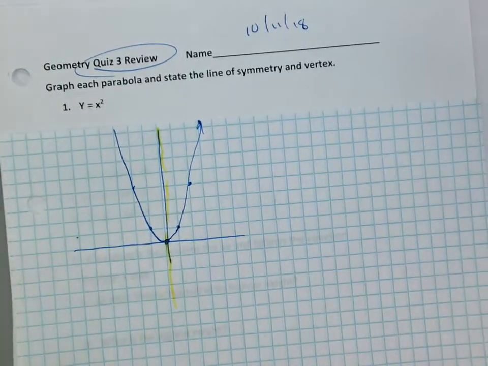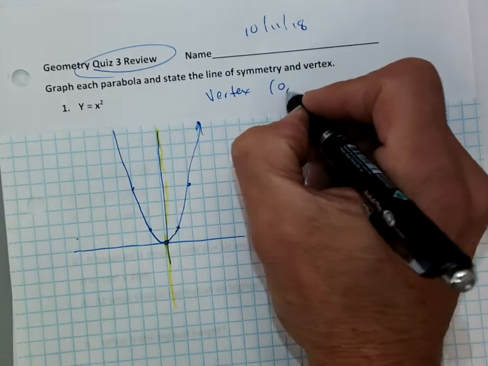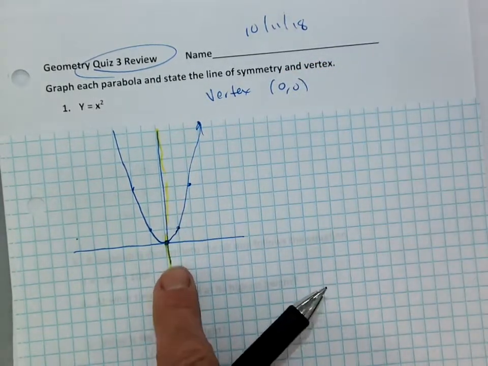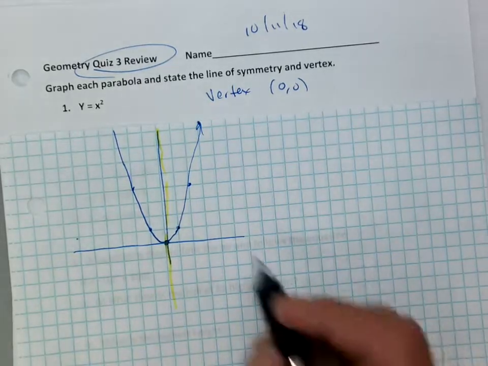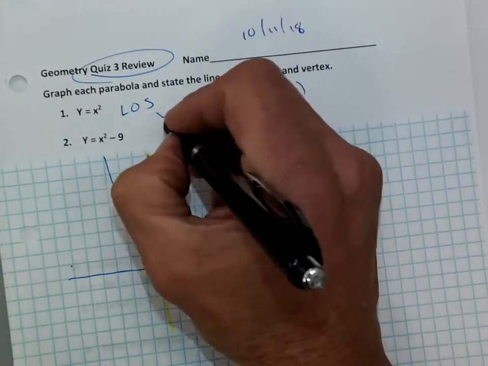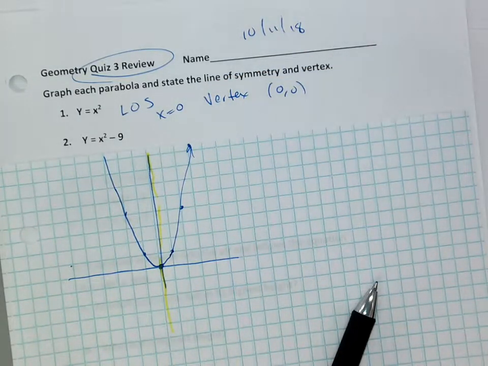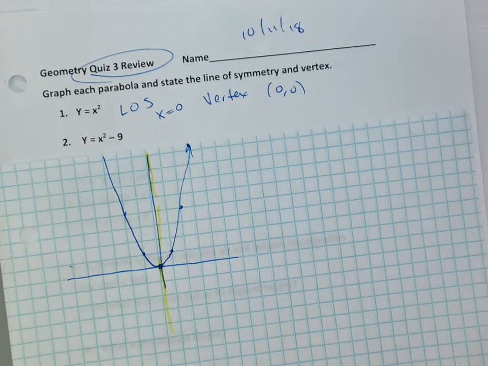So then, easy. The vertex is at 0, 0, right? It's right there. Vertex is at 0, 0. It's a minimum value. The line of symmetry, the LOS, is simply x equals 0. Thumbs up? Everybody can do that. That might even be question number 1. How hard is that going to be, okay?